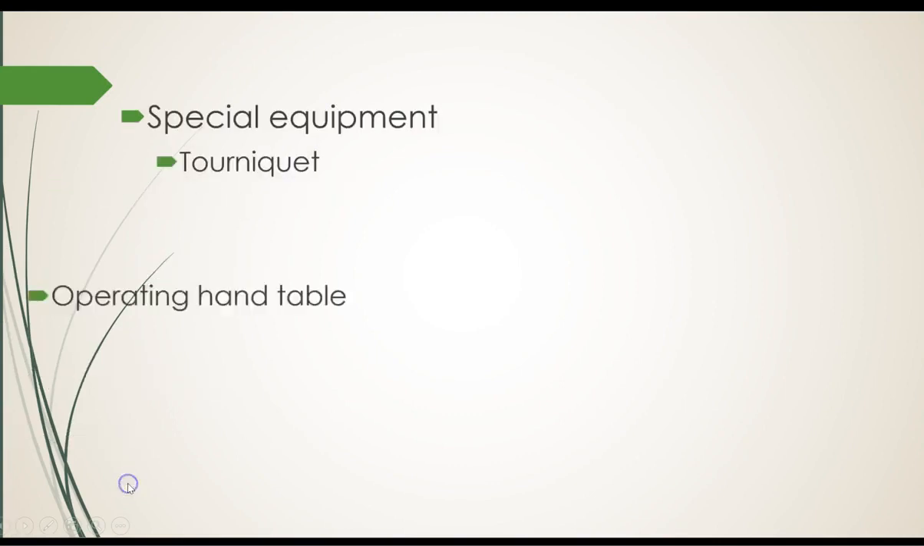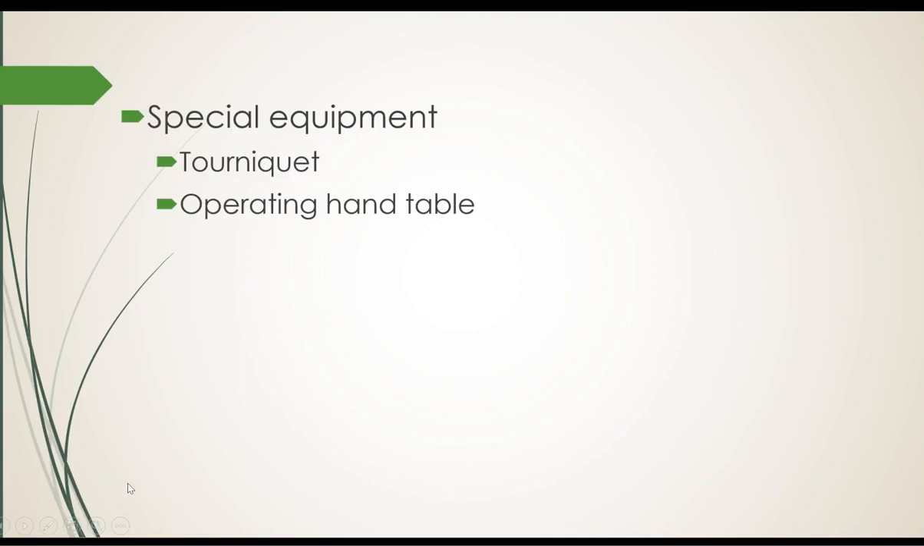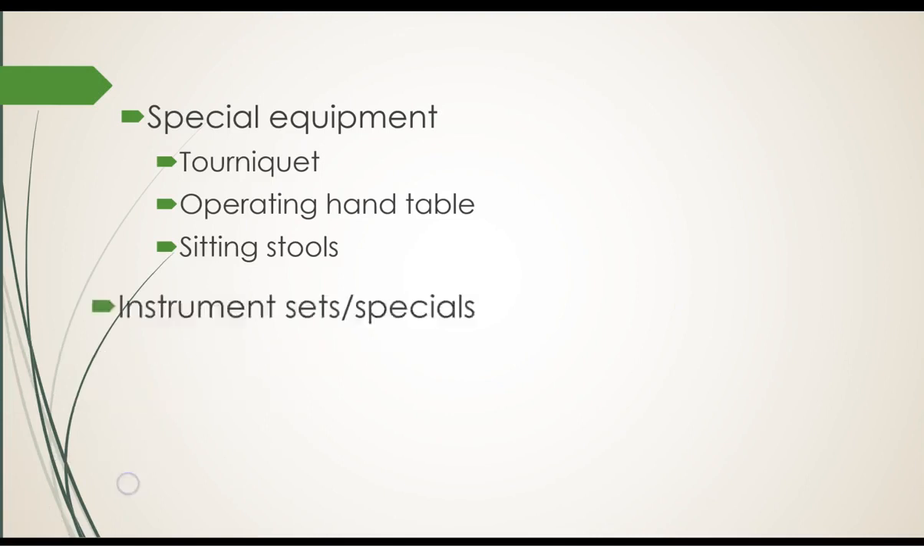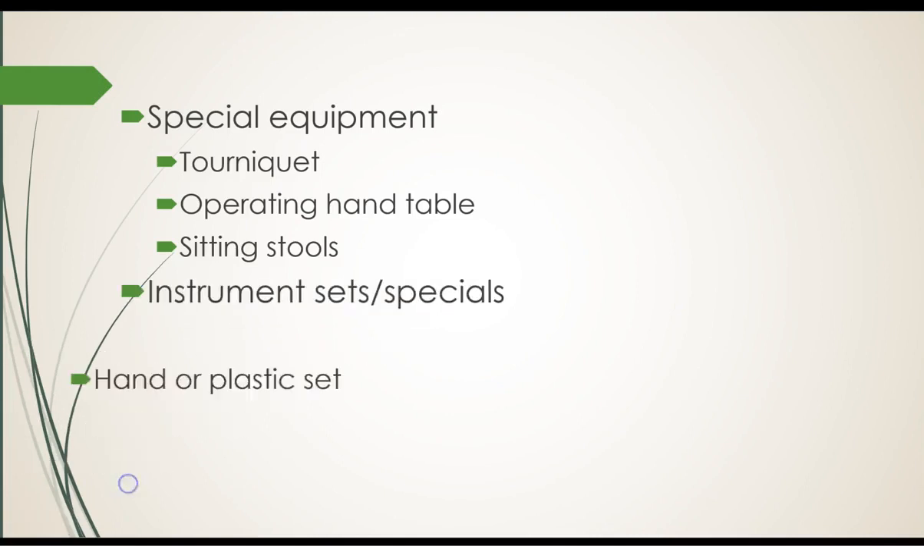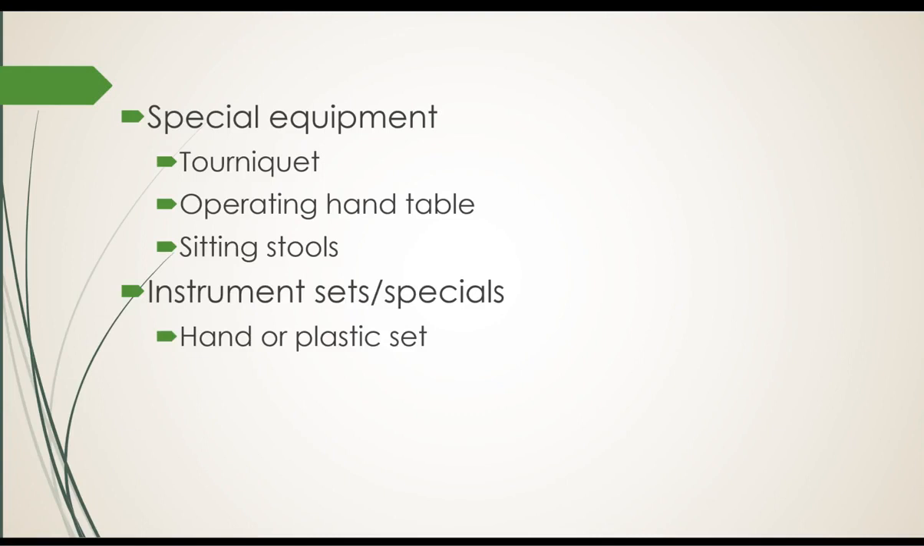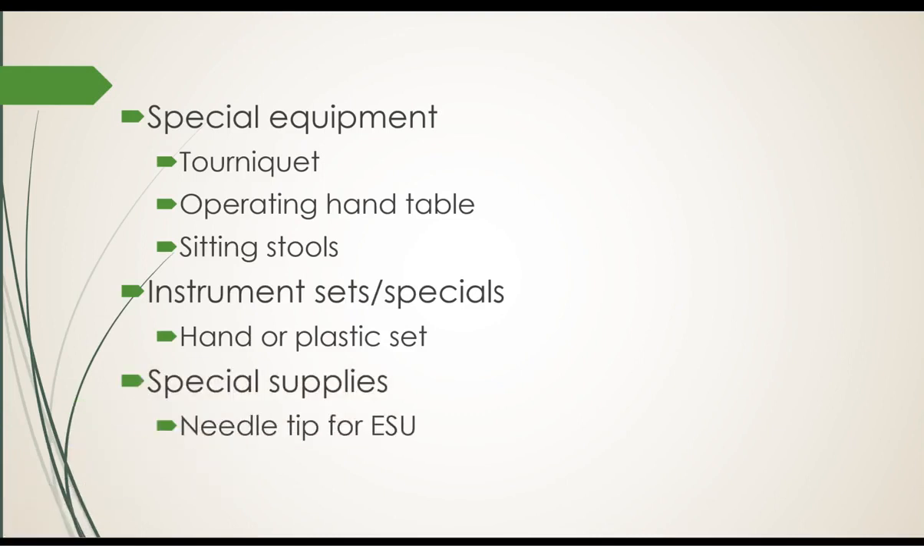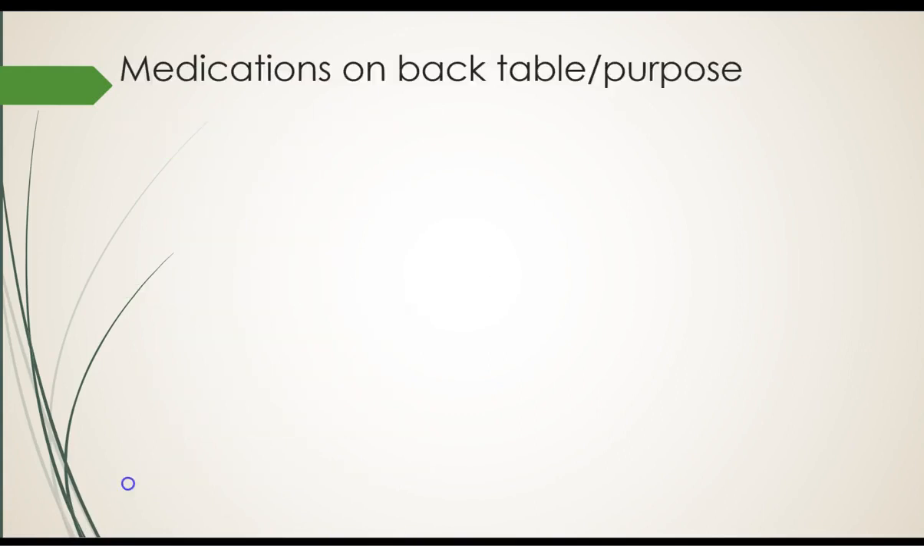Any special equipment, we're going to need a tourniquet and we're going to need a hand table that hooks to our bed so we have more room to operate. We're also going to be sitting for this procedure, so we need sitting stools. Our instrument set, we need a hand or a plastic set. Special supplies, we're going to need a needle tip for the ESU or a bipolar bovie. We're going to need an Esmarch bandage to exsanguinate the limb before we begin surgery.